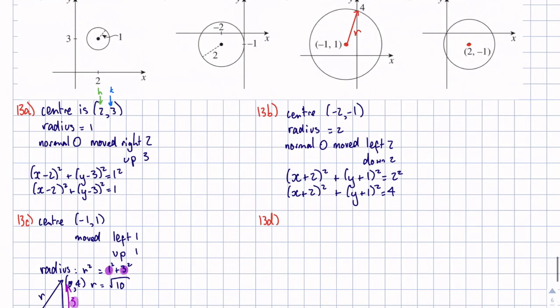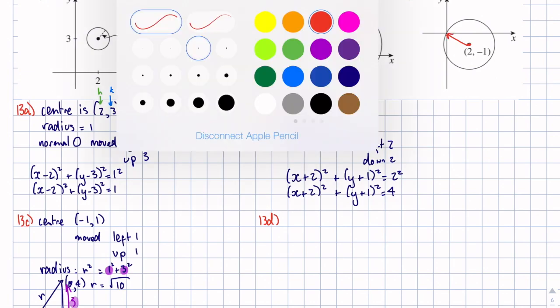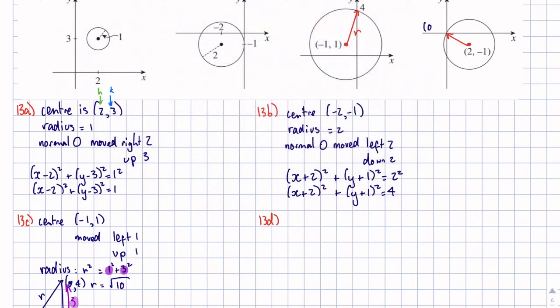Now let's have a look at 13D. Here, it's really hard. There's no point trying to find this distance there because I don't even know where there is. The only point that I do know is on the edge of the circle is that one. And that's the point (0, 0). So let's do the normal steps.